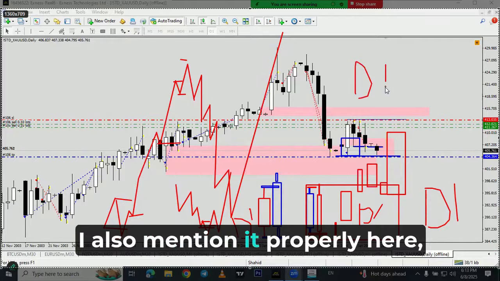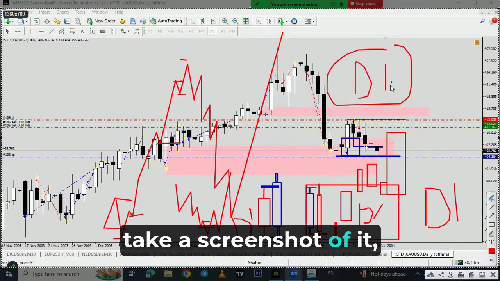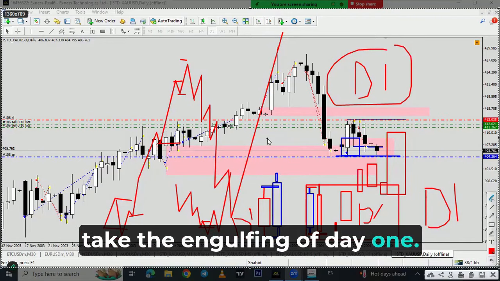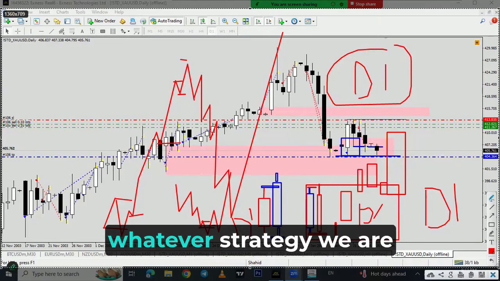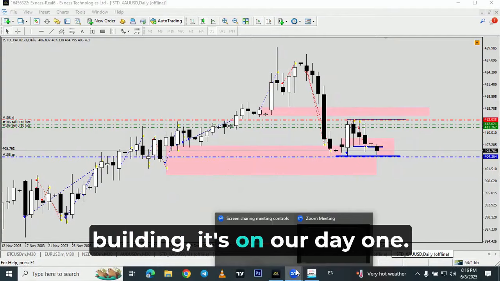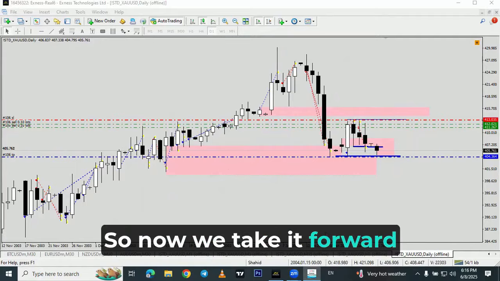I also mention it properly here. Take a screenshot of it. Take the engulfing of day one. This is also of the day. Whatever strategy we are building, it's on our day one. So now we take it forward from here.